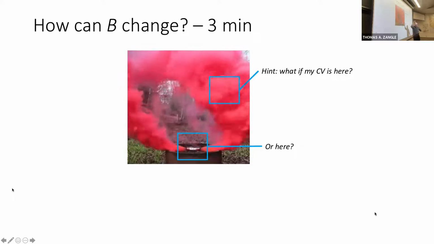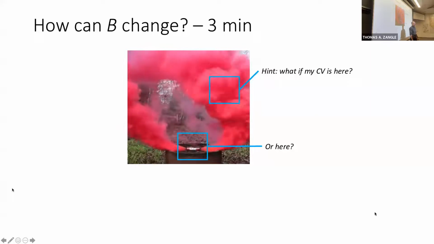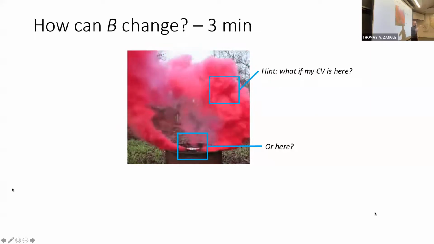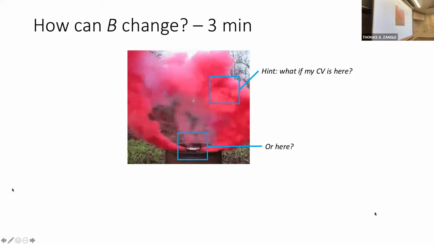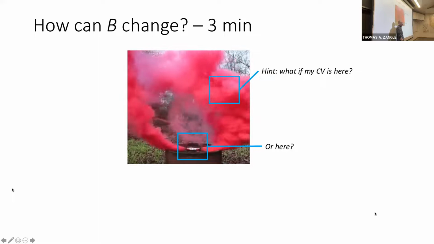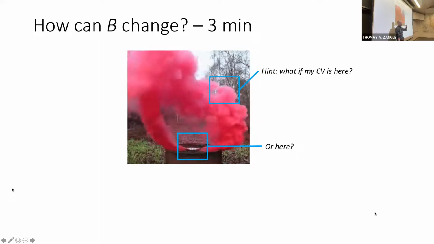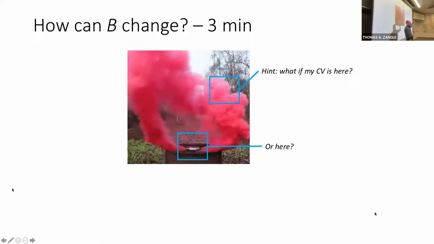Okay, that's a good answer. Now, who has another answer? There's another way that we can change things. Yeah, you could potentially generate or consume with chemical reactions, as it's happening down here. Right, so sources and sinks are another way that we can change B, this quantity within the control volume.